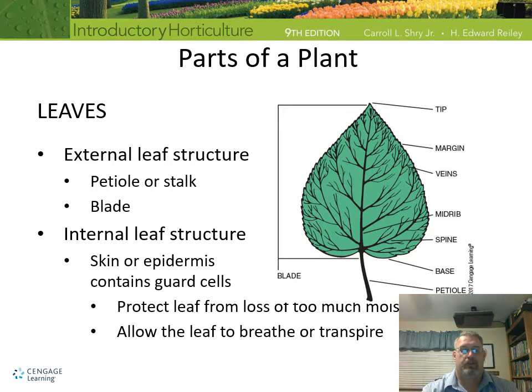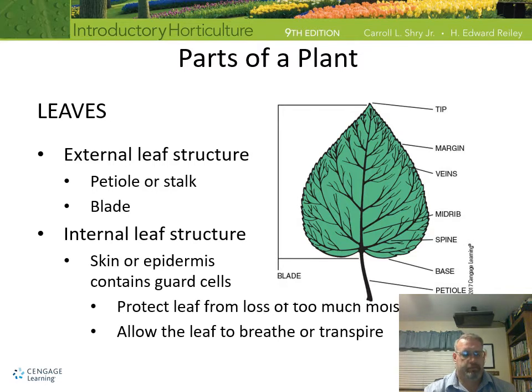And then there are multiple internal structures. You can see the veins, the margin, the midrib, the spines. All these are internal structures that help give the plant rigidity and also keep the nutrients and water moving throughout the plant. Really important, the leaf is the part of the plant that allows it to transpire.